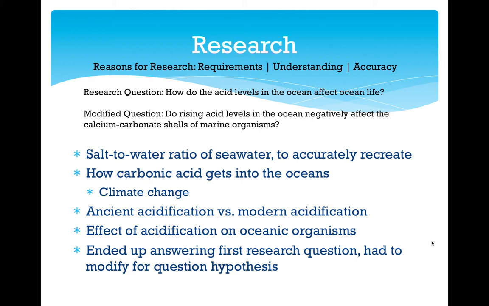A couple of things I had to research in order to understand my experiment better was A, how carbonic acid got into the ocean in the first place, and what role climate change played in all of it. B, what ancient acidification did versus modern acidification. Spoiler, ancient acidification was much slower than modern acidification and allowed for the species to adapt to the new acidification. The rate that it is happening today does not allow for adaptation, and that could spell trouble for organisms in the future. Finally, I had to research the effect of acidification on ocean organisms. That was actually my research question, and since I ended up answering it, I had to modify the question in order to have a hypothesis for my experiment.